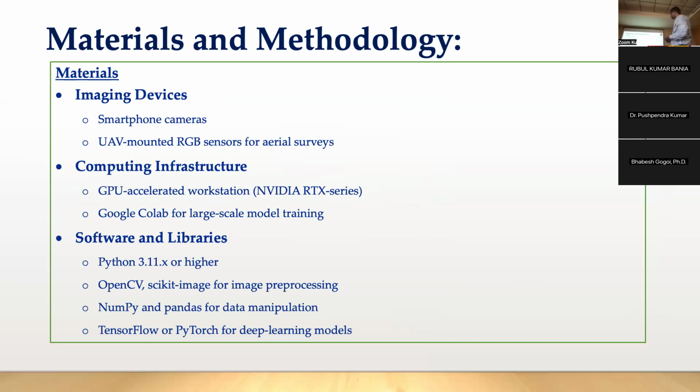So then the materials and methodology. Materials required for our study are smartphone cameras or UAV-mounted RGB sensors for aerial surveys. Then computer infrastructure, a GPU-accelerated workstation, and for large-scale model training we will use Google Colab. Then software libraries: Python 3.10 or higher, OpenCV and scikit-image for image processing, NumPy and Pandas for data manipulation, and TensorFlow or PyTorch for deep learning models. More libraries may be used in further study.